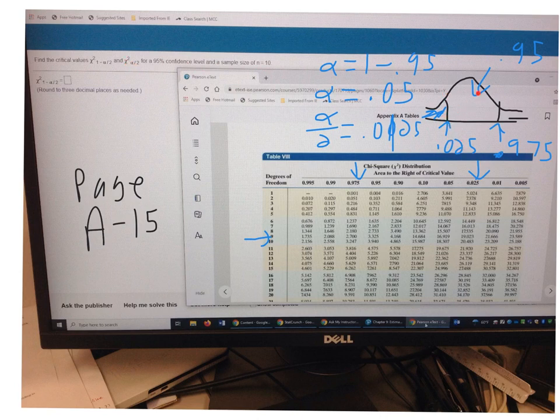Then you got the 0.95, and if you add those, you get this, which is 0.975, and you got there 0.025 also. So you got to use this table 8.